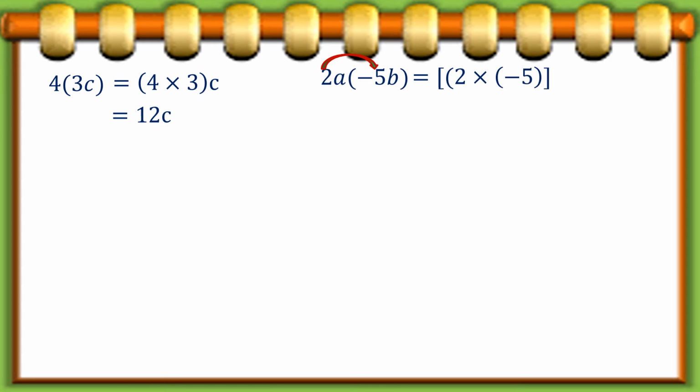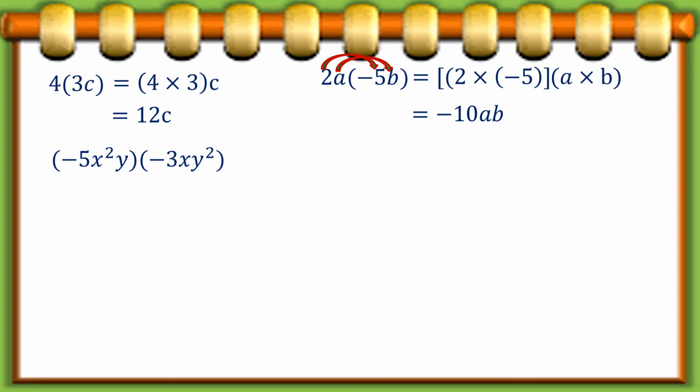Now let us have some examples for this one. Supposing we need to multiply 4 times 3c. In here, we are going to multiply 4 times 3, then keep the variable c. So we have 12c, since 4 times 3 is equal to 12. Now let us have 2a times negative 5b. In here, we are going to multiply 2 times negative 5 and then a times b. 2 times negative 5 is equal to what? Correct. It is equal to negative 10. So therefore, the answer is negative 10ab.